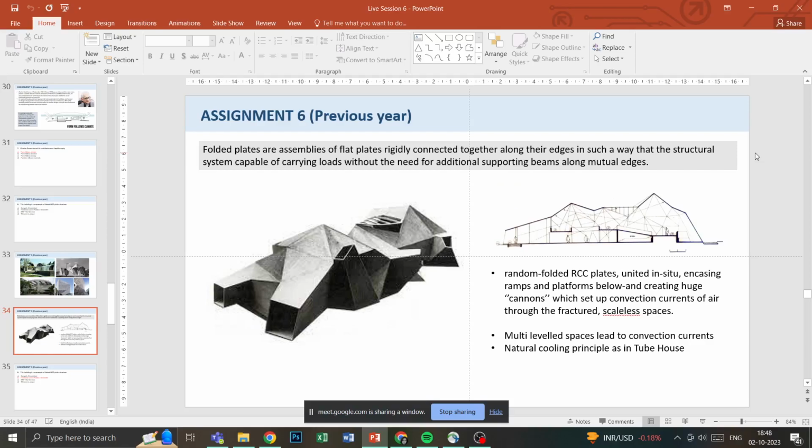So cannons, with cannons that they mean is, if you can see the image over here on the left, you see these square openings that are coming out. These are the cannons that they're talking about.